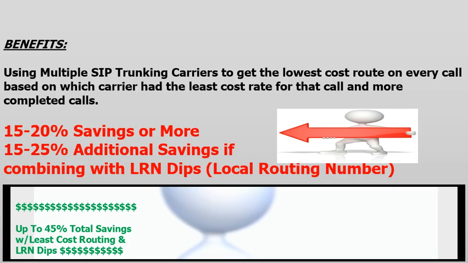In addition, you can see about 15 to 25% savings if you combine LRN DIPs, which stands for local routing number, and we will cover what LRN DIPs are a little more in depth in a video we'll be releasing in the near future.